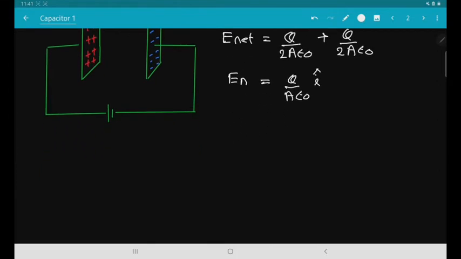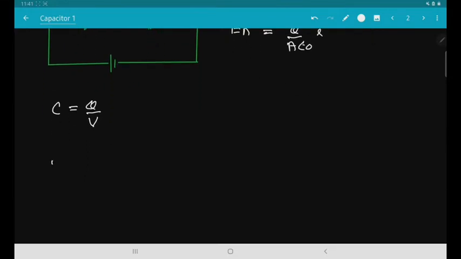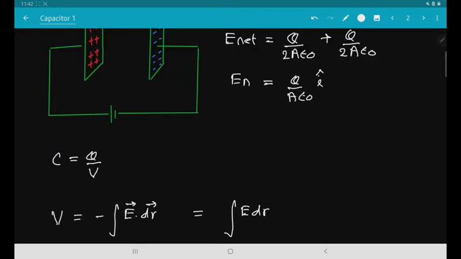Now to find the capacitance, as we know, the equation is Q divided by V. That means we need to find the potential. To find the potential, we are going to use the equation V equals minus integral of E dot dr, or we can write E dr if we are moving in the direction of the field. This minus sign applies if we are moving against the direction of the field, and we can make it positive if we move in the direction of the field.